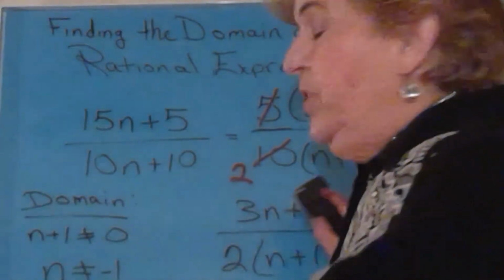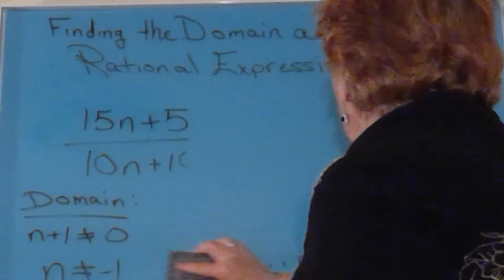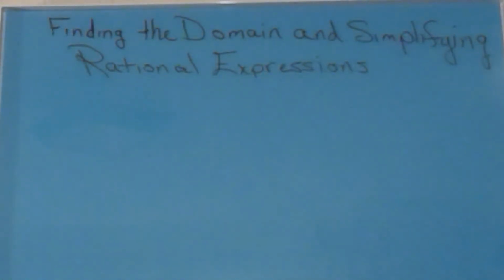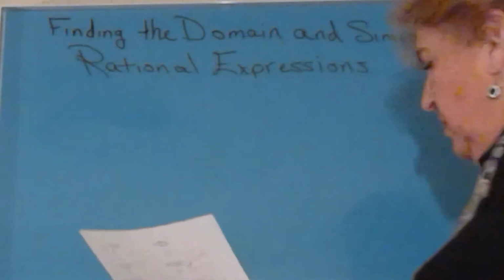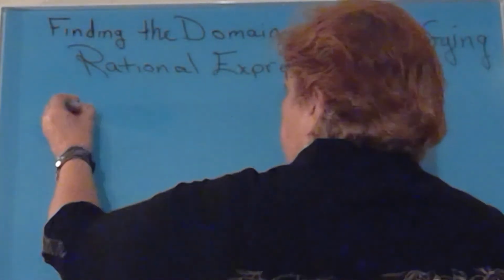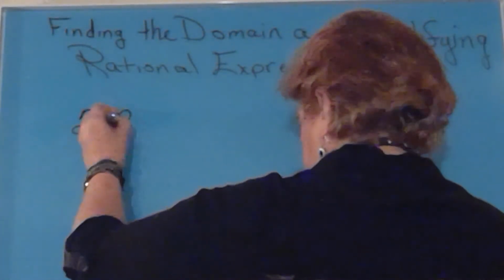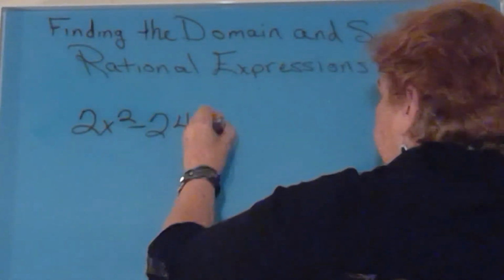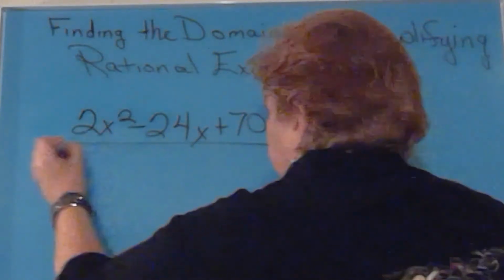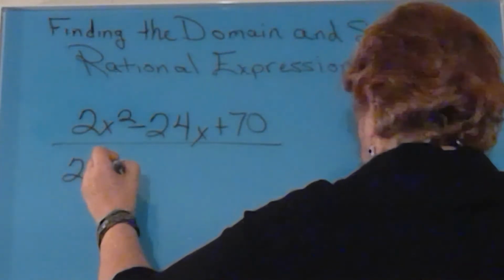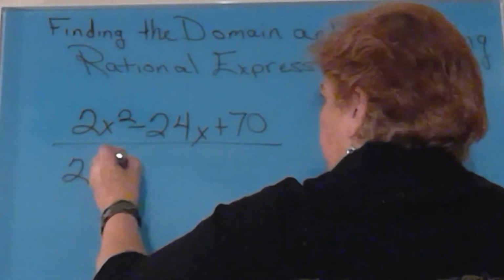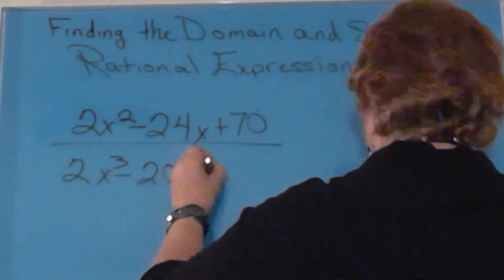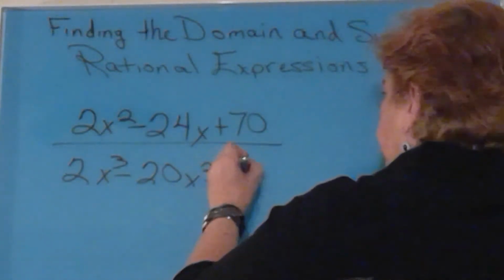I have a whole page of these. We could just keep doing these all day long. Let's look at one more example here. This is a good one. 2x squared minus 24x plus 70 over 2x cubed minus 20x squared plus 50x.